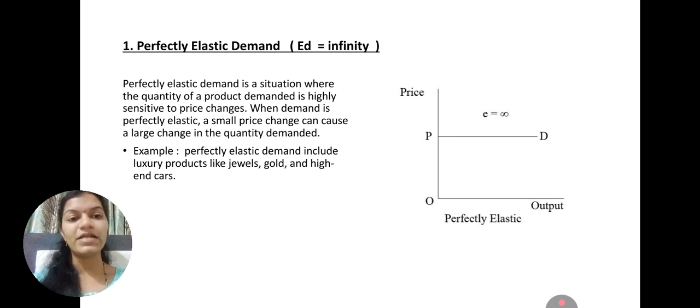Perfectly elastic demand is a situation where the quantity of product demanded is highly sensitive to price changes. When the demand is perfectly elastic, a small price change can cause a large change in the quantity demanded. For example, luxurious products like jewelry, gold, and high-end cars.